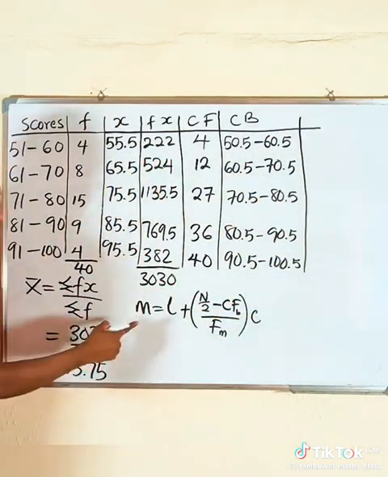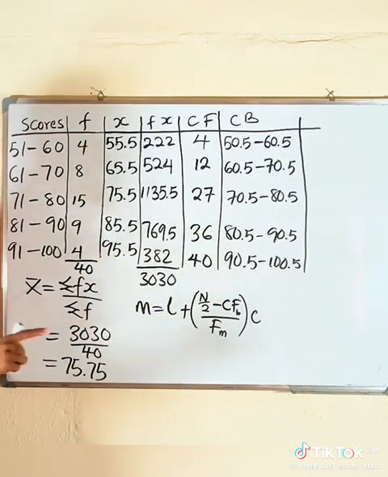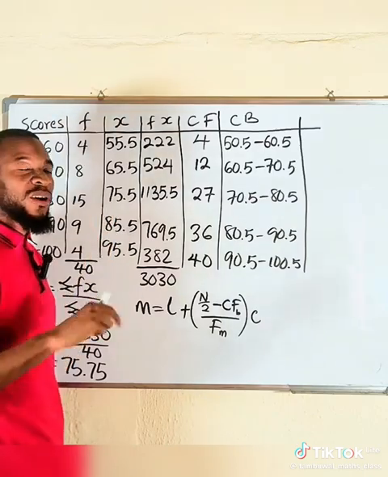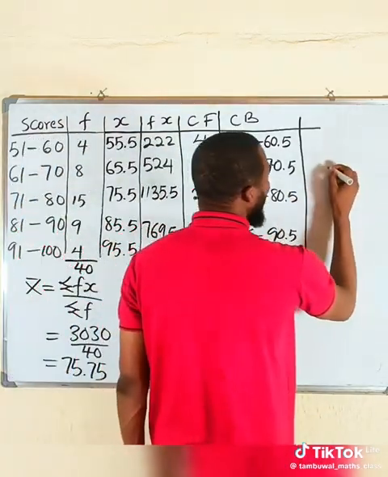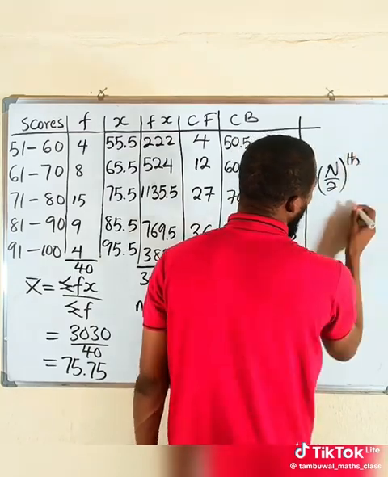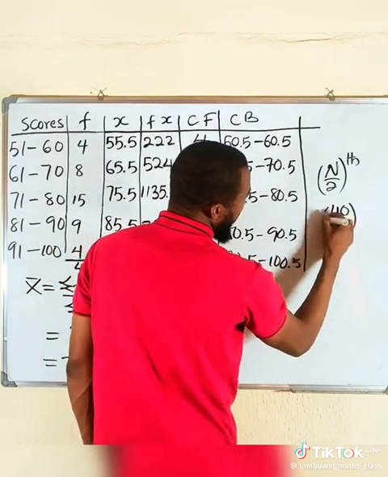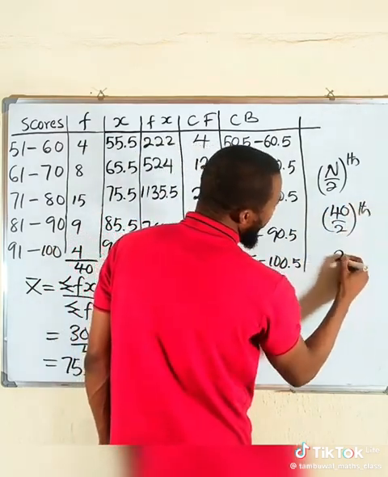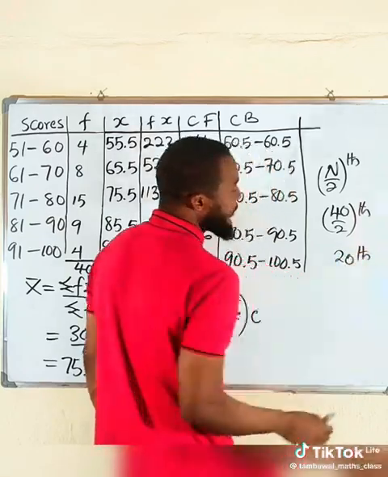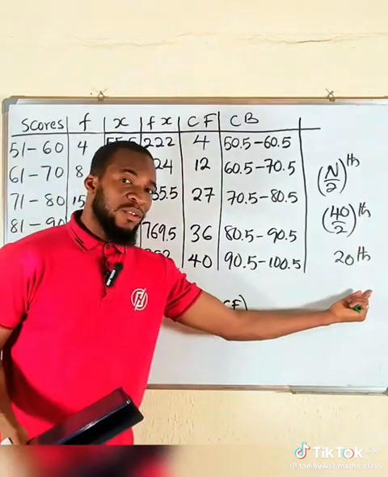All right, so how can we substitute these parameters? The first thing you need to find is the position of the median. And the position of the median is always n divided by 2 position. And n, you know, is 40 divided by 2 position. And this is going to give us the 20th position. So go under the cumulative frequency and locate 20.